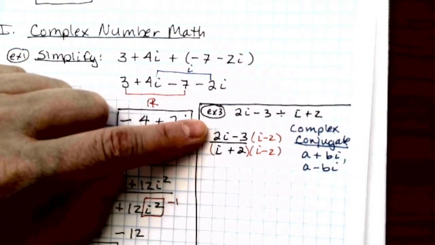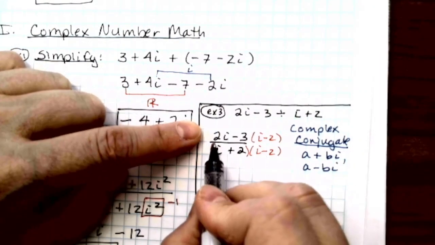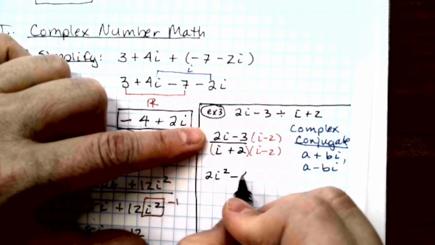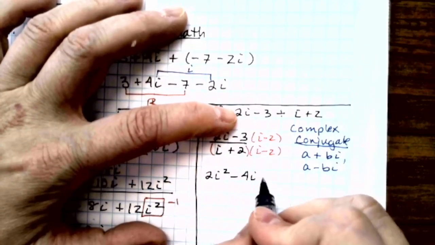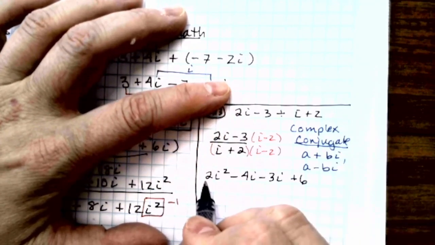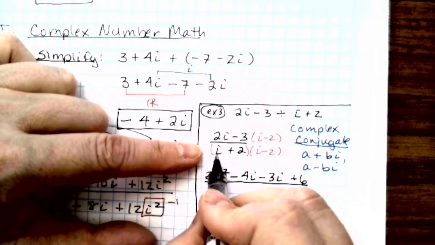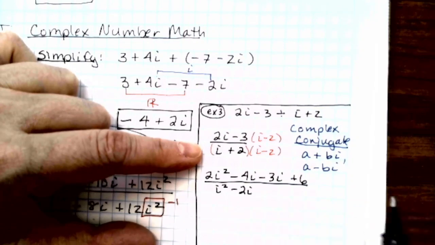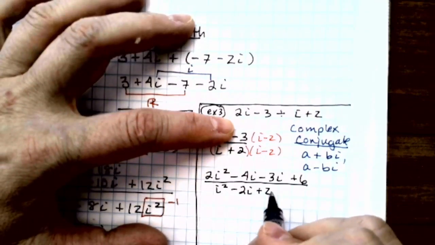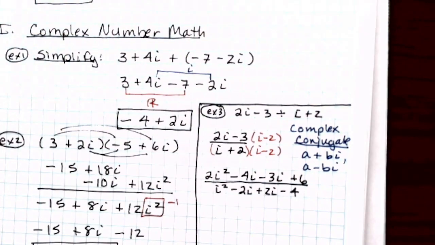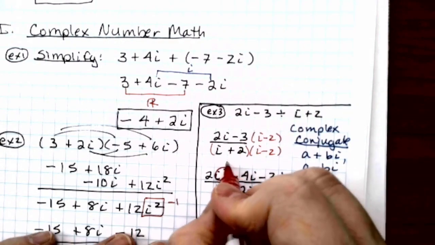Okay, so on the top, this is just multiplication again. So 2i times i is 2i squared. 2i times negative 2 is negative 4i. Negative 3 times i is negative 3i. Negative 3 times negative 2 is positive 6. On the bottom, i times i is i squared. i times negative 2 is negative 2i. 2 times i is positive 2i. 2 times negative 2 is negative 4. All right, now remember that we've got to replace the i squareds with a negative 1.